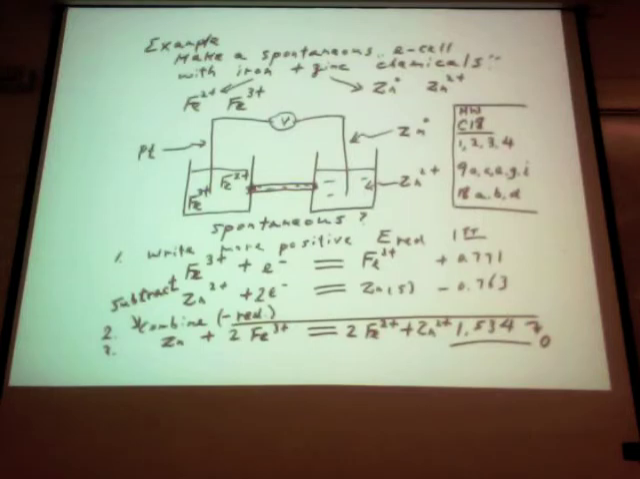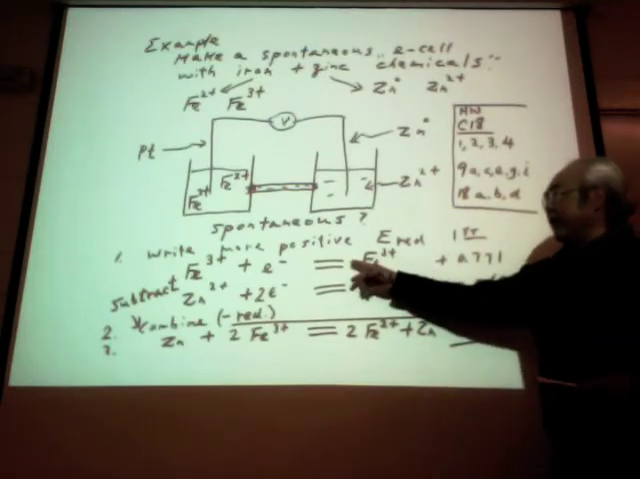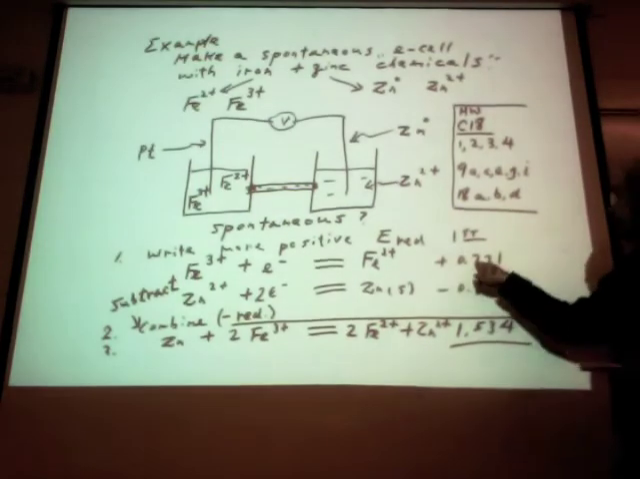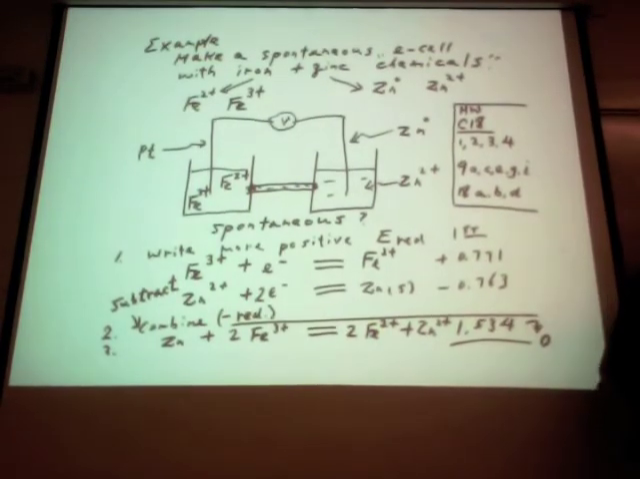Okay, Jessica? So Dr., you said that if you multiply the equation by any number, you multiply the potential? That's correct. Whatever you do to balance the number of electrons has nothing to do with the potential. So that's going to stay the same.